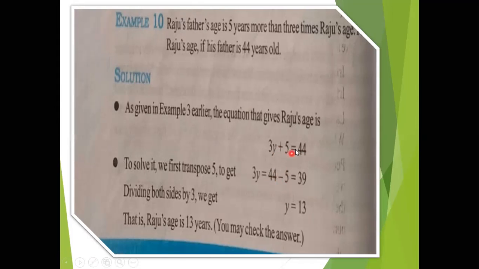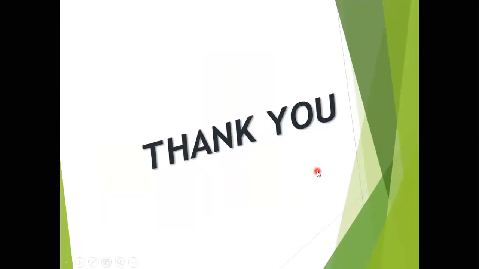And to solve this, what you have to do: 3y equals 44, and this plus 5, if it comes to this side, becomes minus 5. So 3y equals 44 minus 5, which gives us 39. So y equals 39 by 13. 13 ones are 13, 13 threes are 39, so you will get y equals 13. So Raju's age is how much? 13 years. You can check that in example 3 I explained just before also. So in this way you will write.